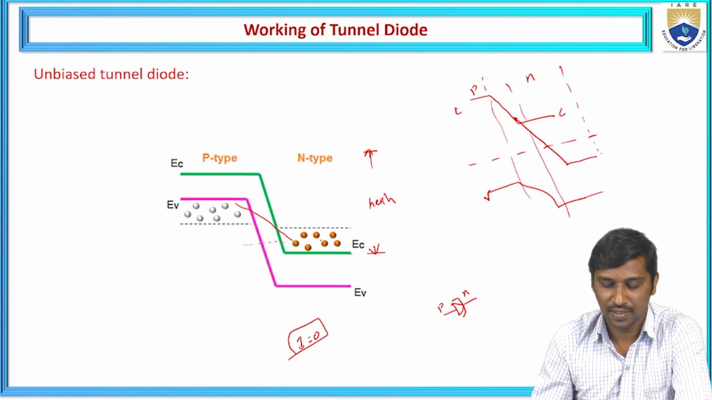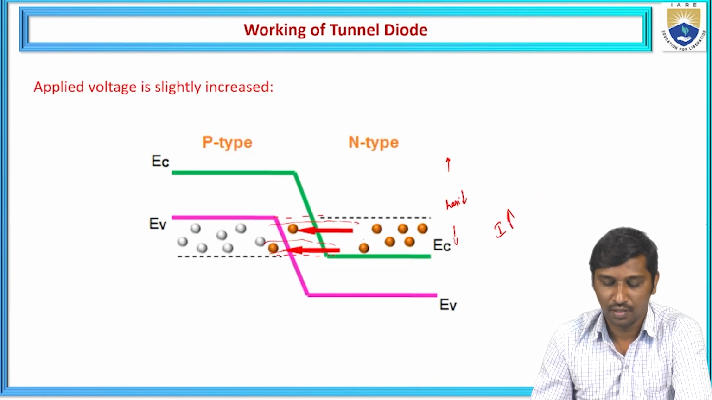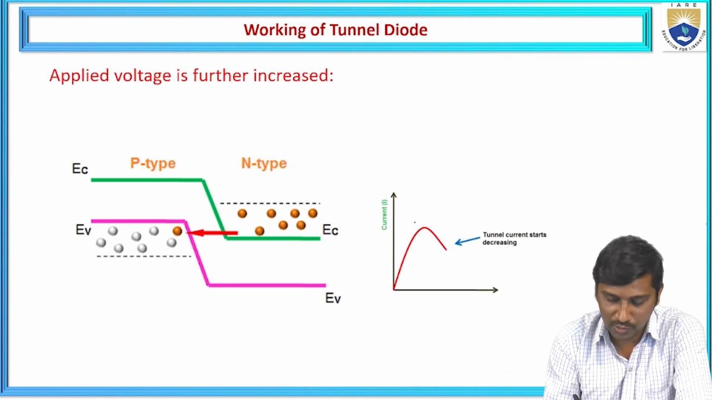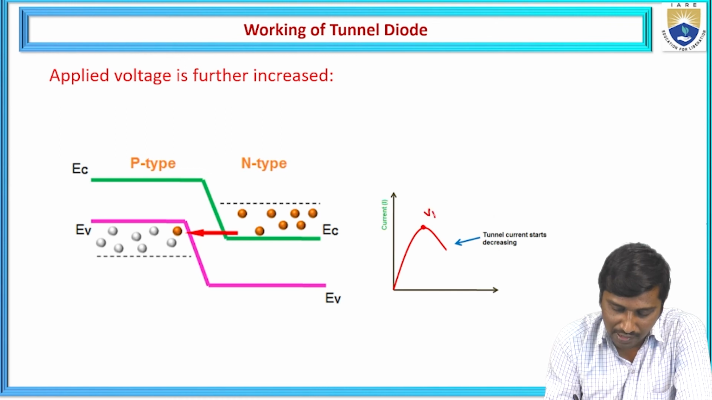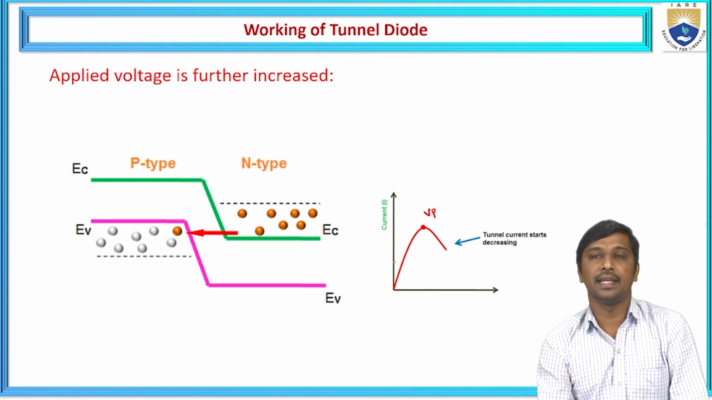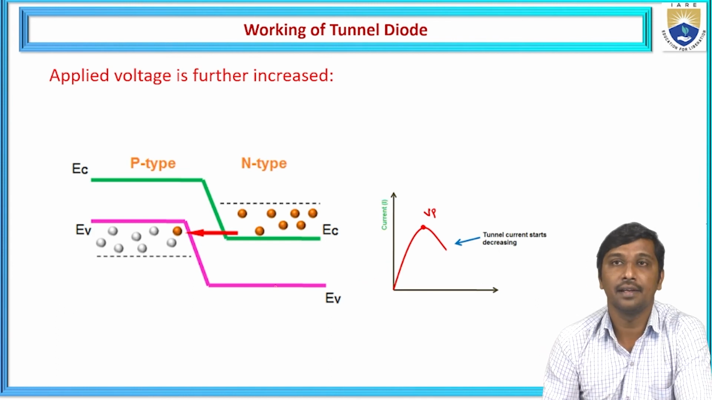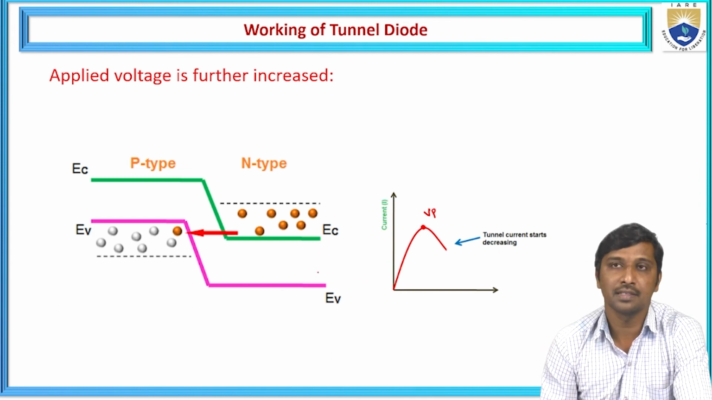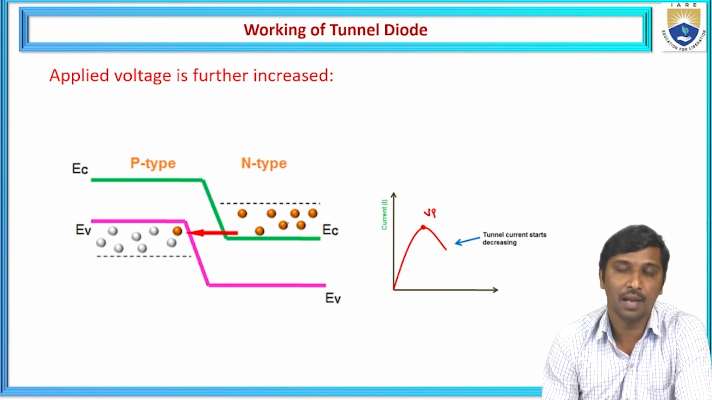That I have shown here. So in this case, up to this point, this is the VP, meaning up to this peak voltage, the tunnel current is increased. Now what happens after it reaches the peak voltage, even though you are applying more voltage?